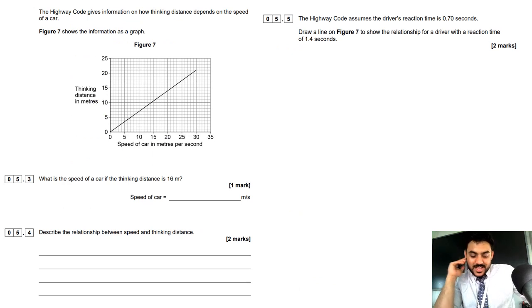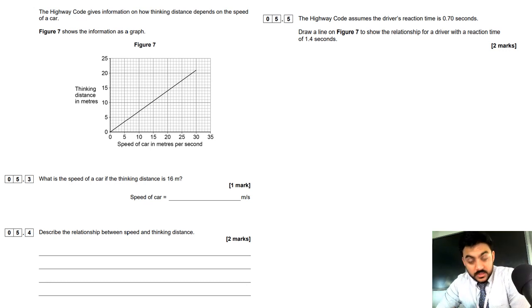Quick question change. The highway code gives information on how thinking distance depends on the speed of the car. Remember, the thinking distance is the distance the car moves while the person is reacting to the danger. The speed of the car doesn't affect somebody's thinking time. It only affects their thinking distance, because while they're thinking, the car is still moving forward. If the car was moving fast in the first place, it would have moved an even longer distance. That's the information shown on the graph.